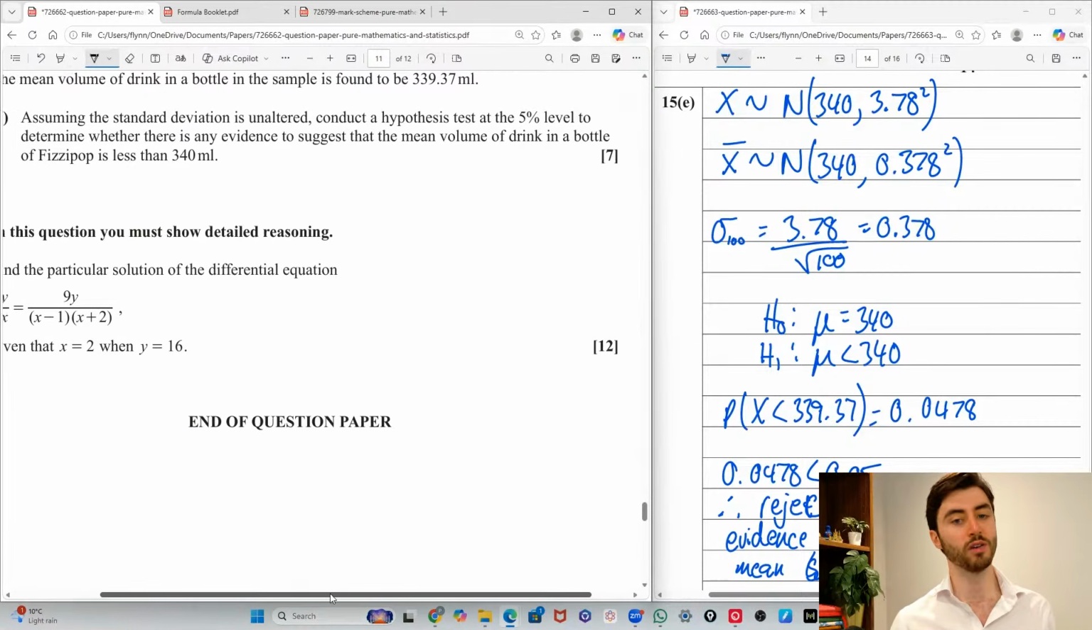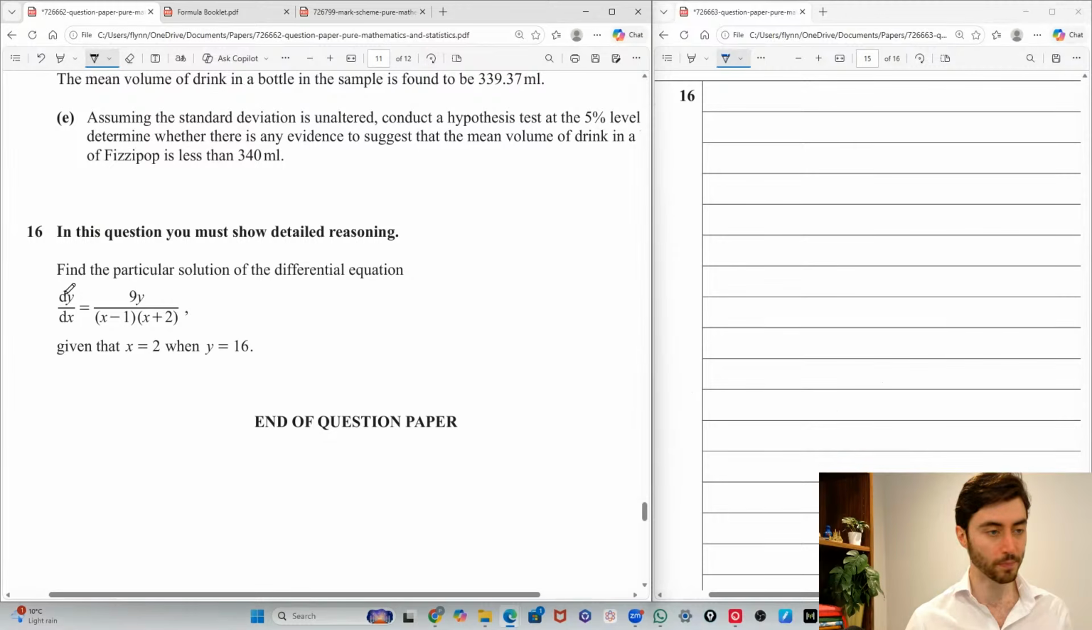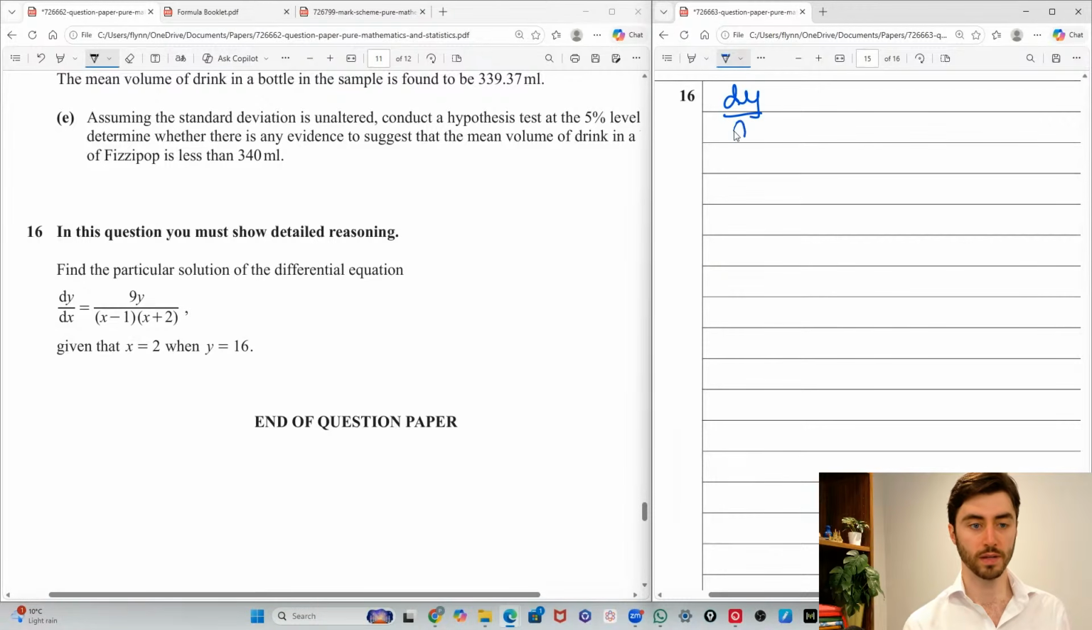All right, final 12 marker. This is going to be fun. Fun little way to end a paper. So we have to find the particular integral of the differential equation. So dy dx is 9y all over the denominator.